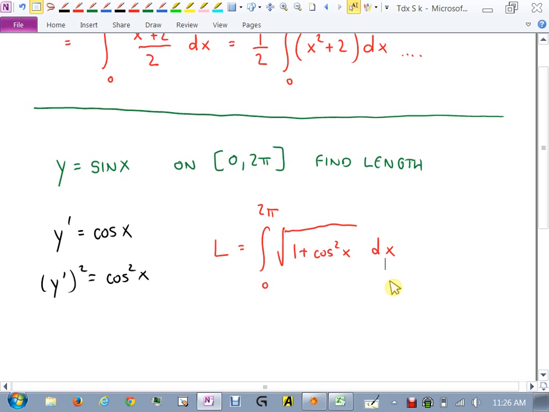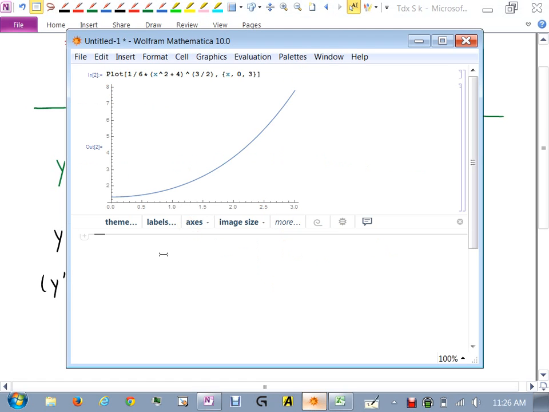Now we have a problem, right? If it was 1 minus cosine squared x, we would be in business, right? Because then it would be sine squared x, then it would be the square root of sine squared x, which would be sine x, and then that would just be great, wouldn't it? So I wonder how bad that integral is.